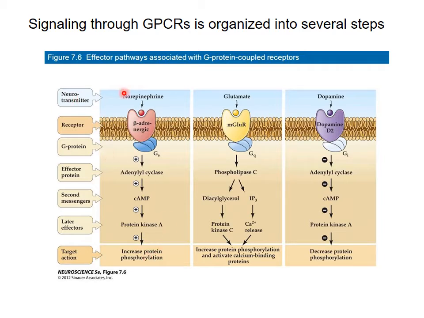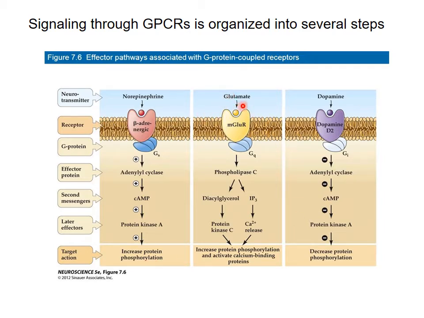So you can see that there are several steps, starting from neurotransmitter binding to receptors, activation of G protein that then exerts its effect on an effector protein, making second messengers that then can activate later effectors and later targets. We have two more examples here.